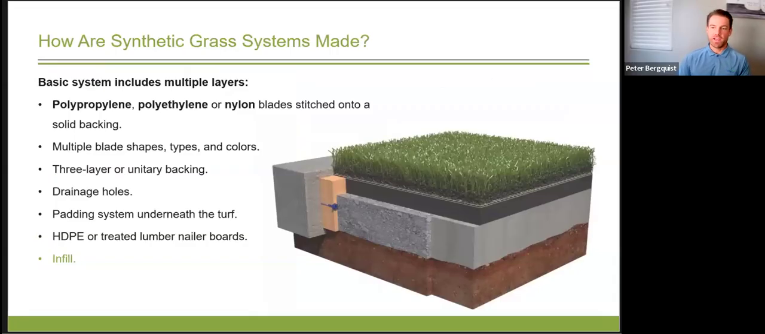How are synthetic grass systems made? So the basic system includes multiple layers. You have polypropylene, polyethylene, or nylon blades, which are stitched onto a solid backing. Multiple blade shapes, types, and colors, 3-layer or unitary backing, drainage holes, padding system underneath the turf, high density polyethylene or treated lumber nailer boards, and then infill.